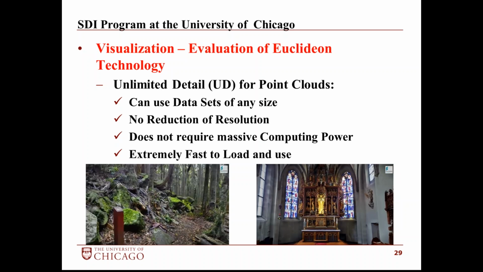And one of the things I was going to talk about that's been different in this talk than maybe what you've seen at the ESRI UC is this Euclideon group out of Australia who've developed this unlimited detail point cloud technology, which is quite amazing. Basically, you can use data sets of any size. Point cloud data, no reduction in resolution. It does not require any massive computing power, and it's extremely fast to load and use. So what you're looking at here on these two that look like photographs below are not actual photographs. They are point clouds. And basically you're navigating through, I don't know how many millions, if not billions, of points that are associated with these clouds in real time. And so it basically changes everything on the visualization side of things.